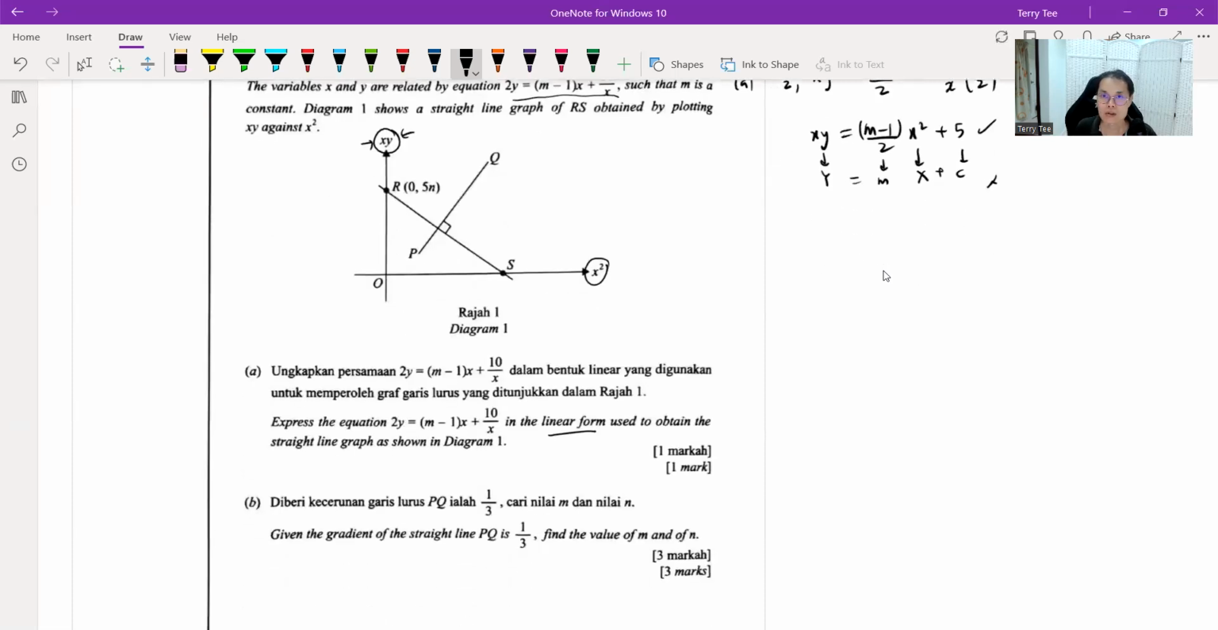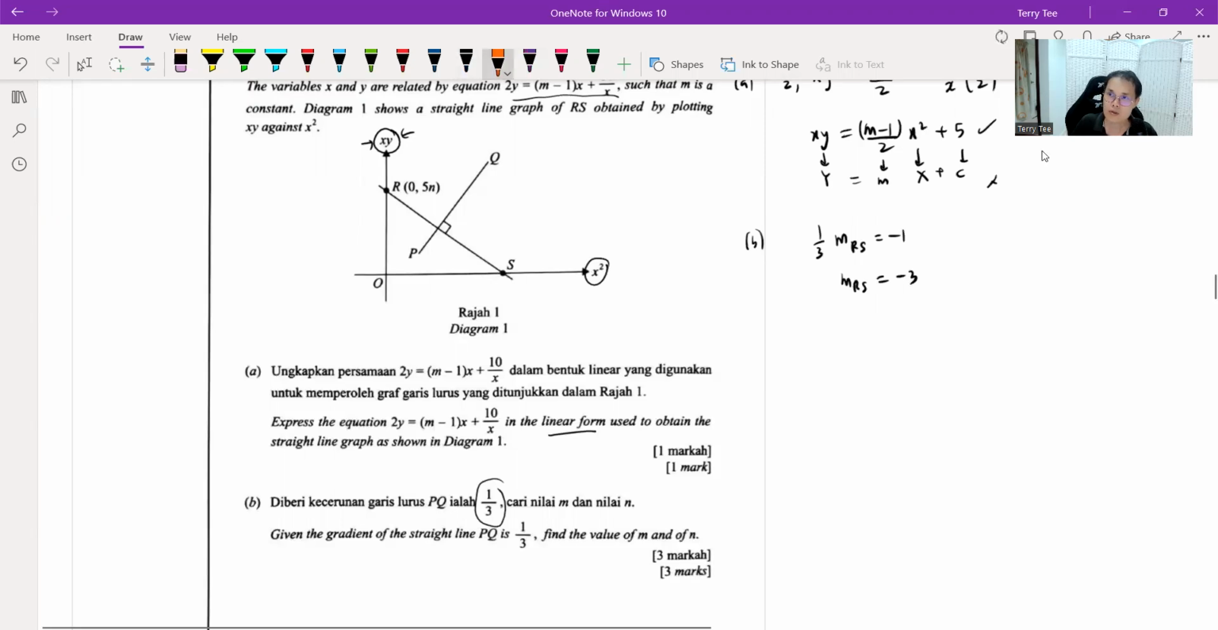So part B, you're given the gradient of this line PQ is now 1 over 3. Now you can see PQ is a line perpendicular to RS. You're supposed to find the value of m and n. So first you need to find what is the gradient of RS. Now we know PQ times RS, PQ, which is 1 over 3, multiply with gradient of RS, the result is negative 1. My gradient of RS is now negative 3.